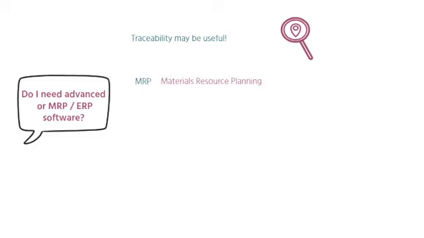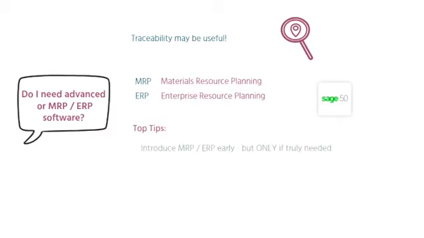You may be reaching a point where you need to upgrade your systems to MRP, which is Materials Resource Planning Capability, or even ERP, Enterprise Resource Planning Capability. Some well-known and relatively basic software packages, such as Sage 50, have some capability in this area, but they all demand quite a lot of setting up and subsequent effort in their upkeep.